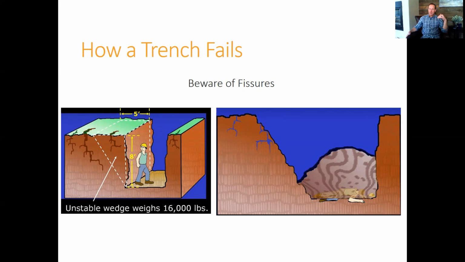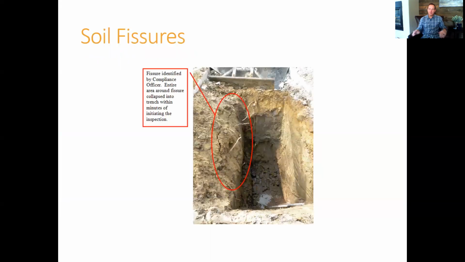Not down in the trench. And so it's a wedge that will slide off and will trap you and will pin you between one side of the trench and the soil that's coming in. That's how it fails. This is possibly what a fissure could look like. You just start seeing these little cracks right here.